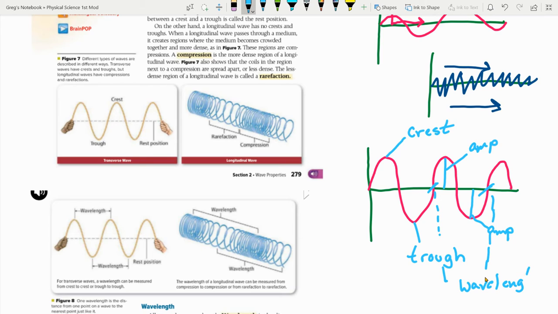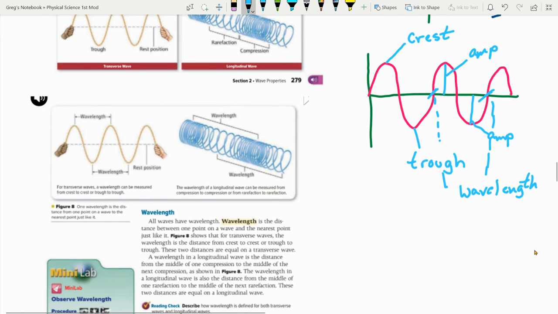And we use the Greek letter for the wavelength. We use the Greek letter lambda. All right? Looks like that, lambda. Now, this is one wavelength from one complete crest and one complete trough. Now, I know what it shows over here. It shows from crest to crest or trough to trough.